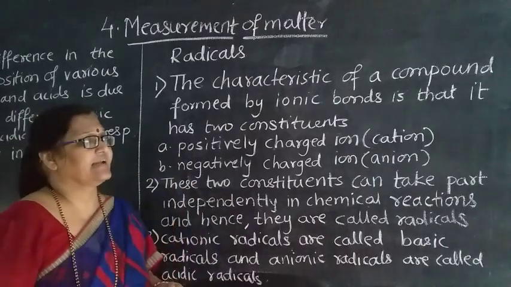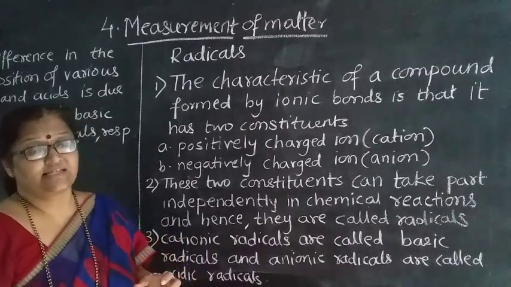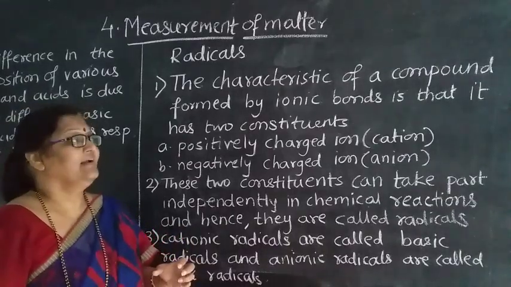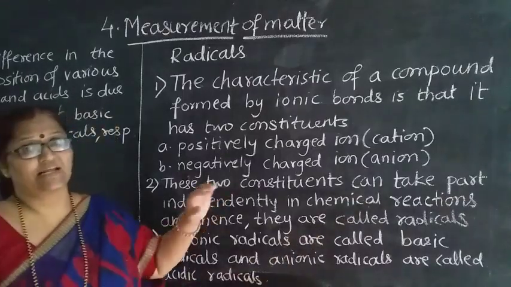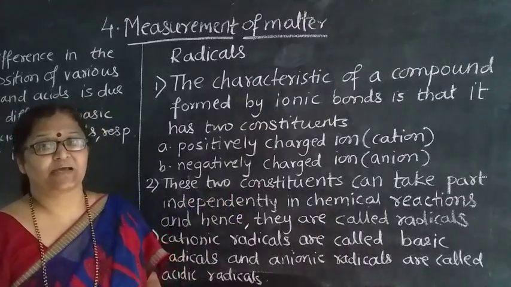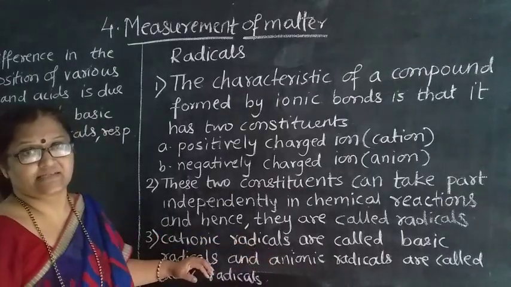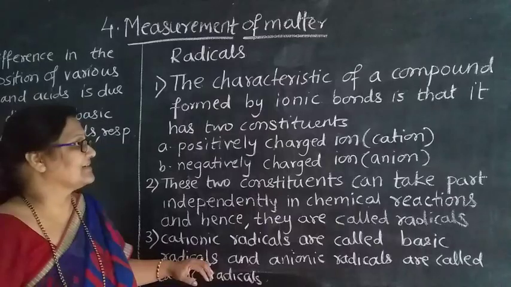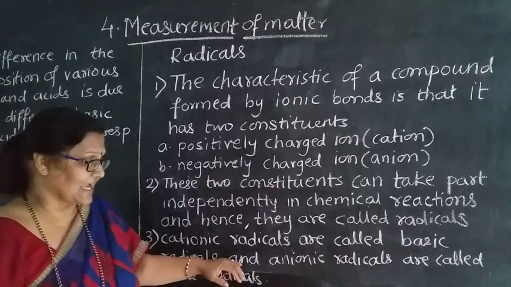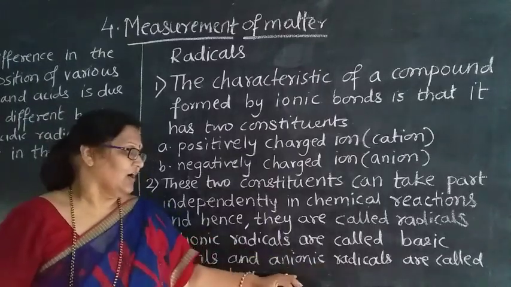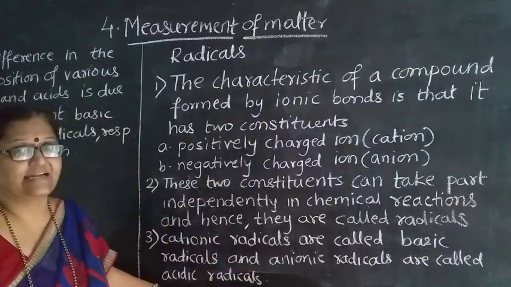Whenever there is a chemical reaction, both the cation and anion, which are oppositely charged particles, come together and combine in the chemical reaction, and hence they are called radicals. Cationic radicals, that means positively charged ions, are called basic radicals, and the anionic radicals are called acidic radicals.